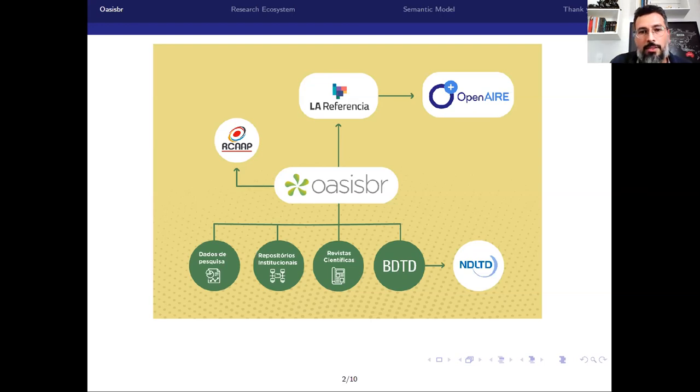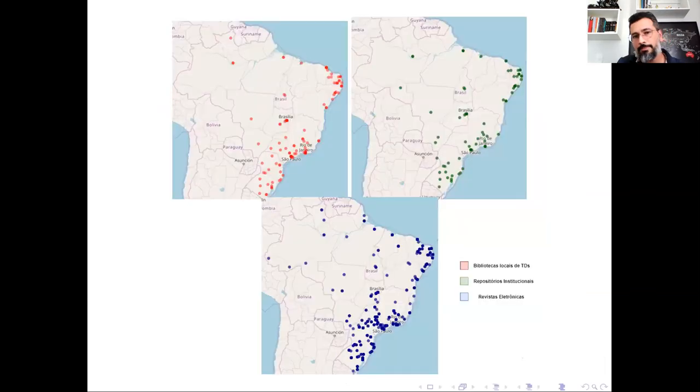So this is just a map of the three main sources that we have for Oasis BR. The red dots are the libraries of theses and dissertations. The green are the institutional repositories, and the blue ones are the electronic journals, scientific electronic journals.